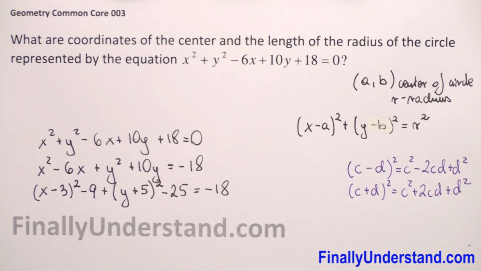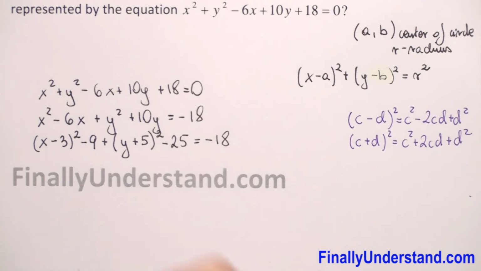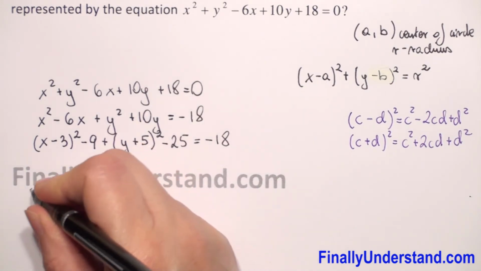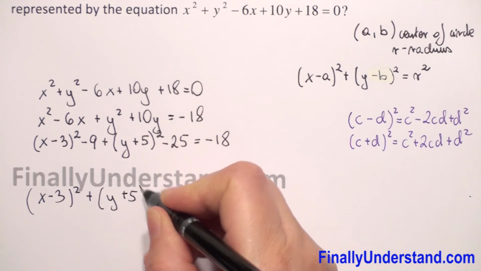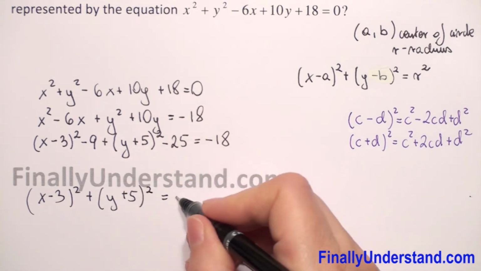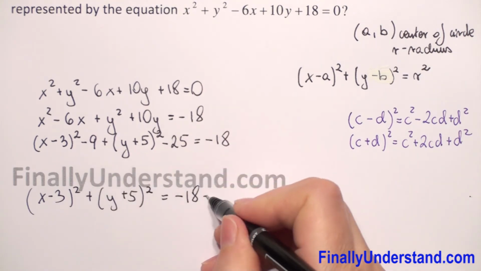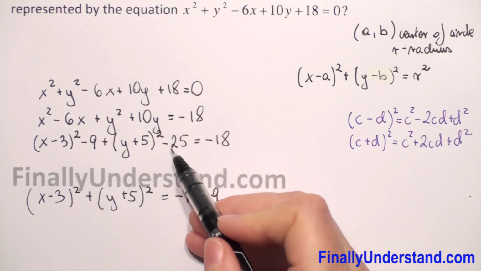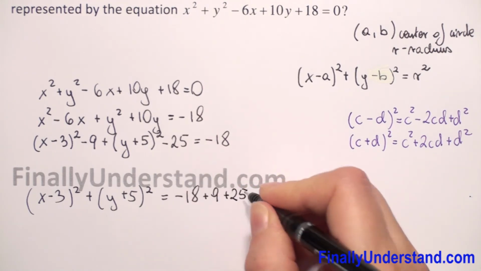And now, what do we have to do? We have to move the numbers to the other side. So we have x minus 3 to the second power, we copy, plus y plus 5 to the second power. This is equal to negative 18, we copy, and negative 9 to the other side will be plus 9. Negative 25 to the other side will be positive 25.